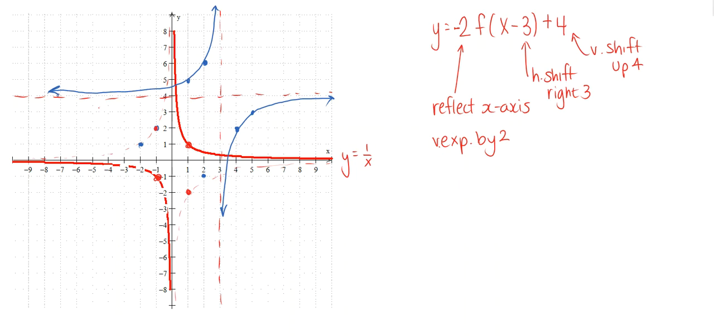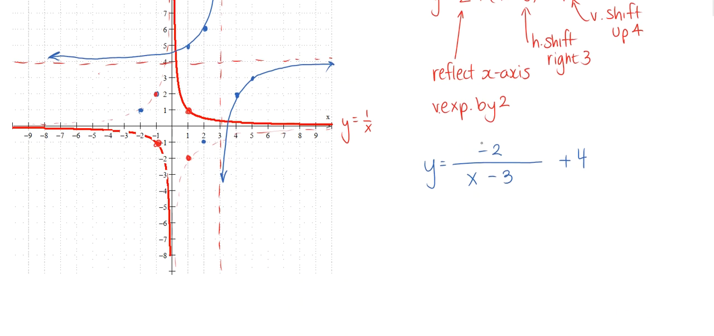Now in terms of how that looks in a function, if we were to write it in this format, our new function would be -2 over the top here. We would then have x minus 3 on the denominator and then plus 4. Now this one shows us quite nicely. There's my vertical expansion of 2 and my reflection. This is showing me I'm going right 3, and this is showing me the function's going up 4 for the y values.